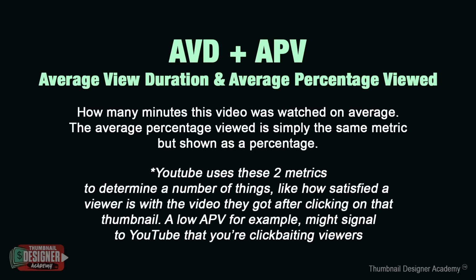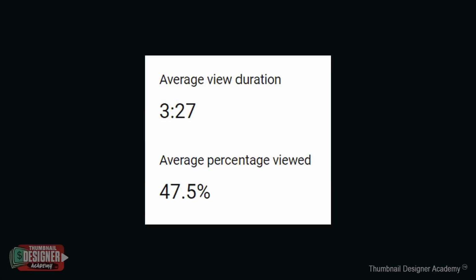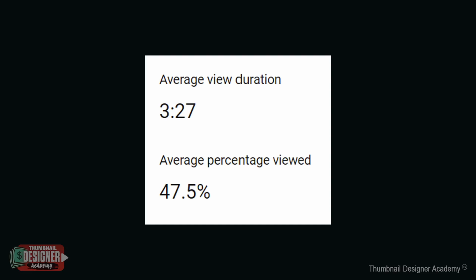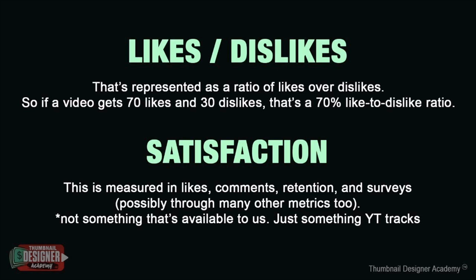So now let's move on. This is how these metrics show up. Here's an example from a client's video where you can see the average view duration for one specific video and the average percentage viewed of that specific video. And this is how they show up on the backend of YouTube. So this is how the clients will see them in their dashboard.